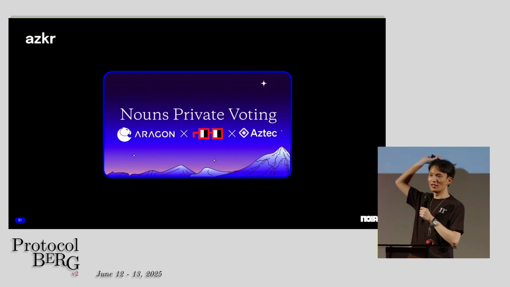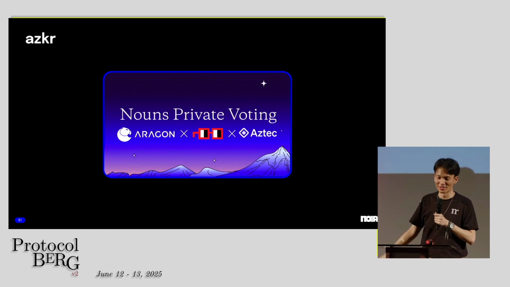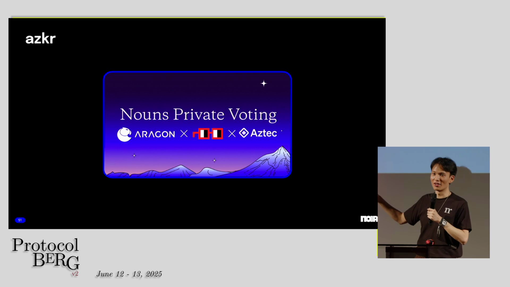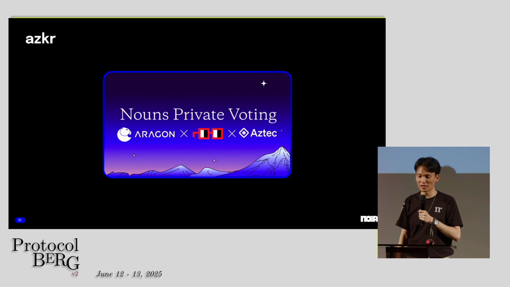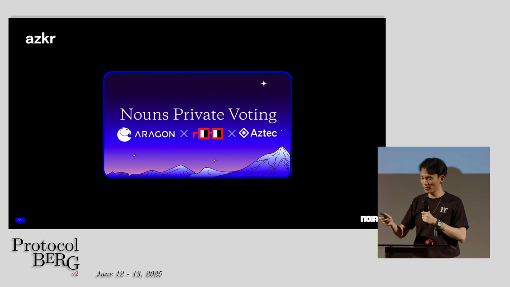And with all those innovations, there are also kind of traditional, boring things that Noir can do well as well. The Aragon CK research team has been working on the private voting initiative for Nouns, where you can do fully private on-chain voting based on your Noun's NFT ownership.